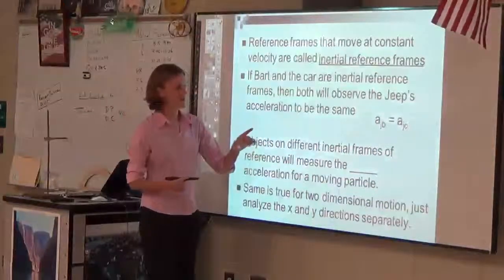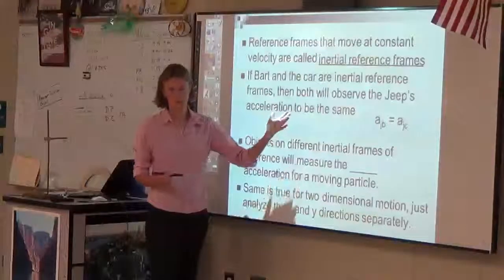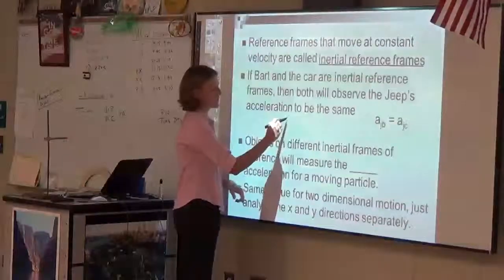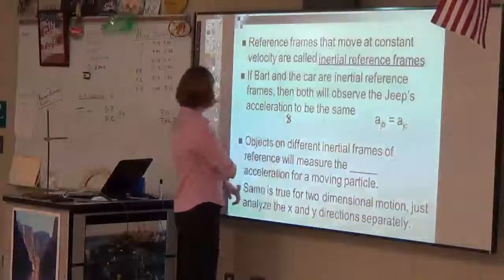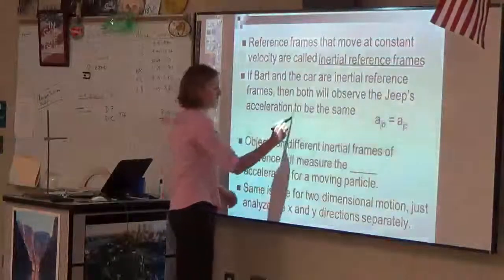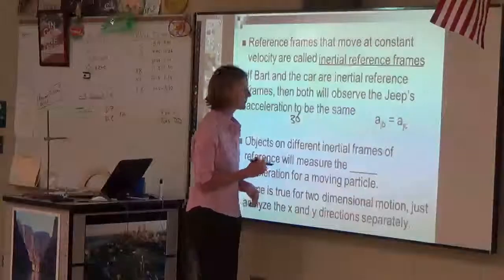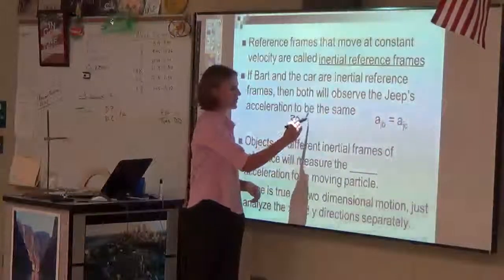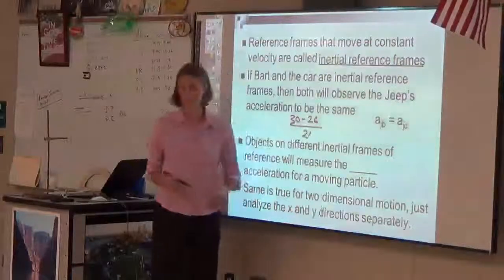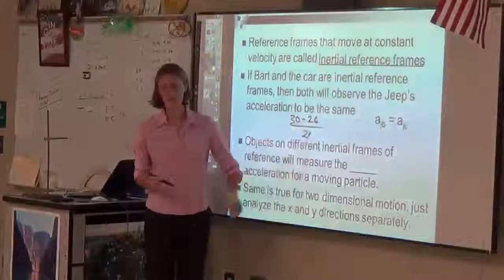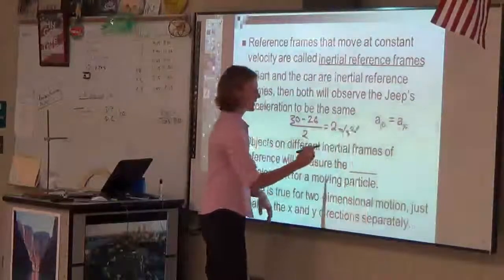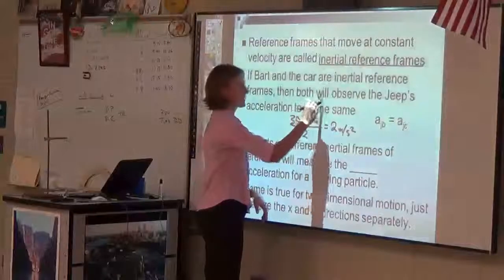Like, let's say we're talking about that again. Relative to Bart, maybe that Jeep's going really fast. Maybe it's going, I don't know, 30 meters per second, but it was originally going 26 meters per second. And he watched this happen for 2 seconds. So what's the acceleration that Bart observes? Okay, so that's from Bart.